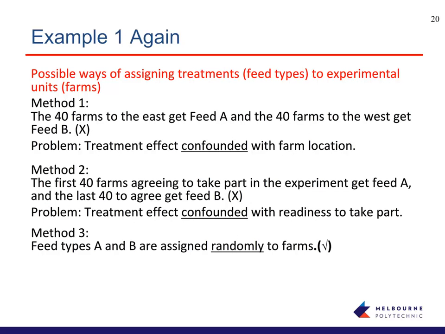So here listed are some classic ways that our feed type experiment could be biased, or confounding variables could have an influence on our measured response, our results, our data collection. For example, a classic thing that we do, and I'd probably be guilty of doing in the past myself, is dividing up the farms based on their location. So here an example is the 40 farms in the east of the district get feed A and 40 farms in the west get feed B. Here we're biasing our results according to farm location.